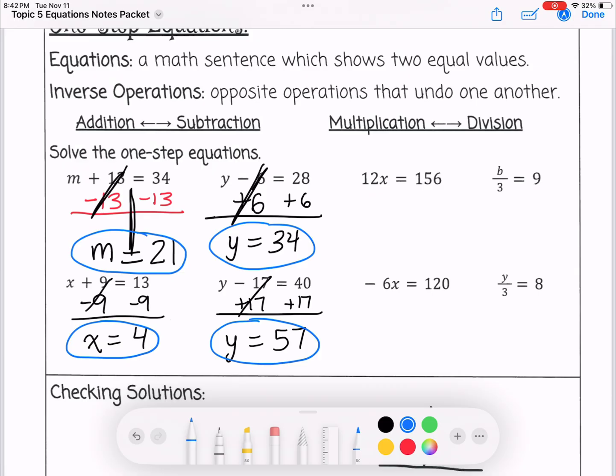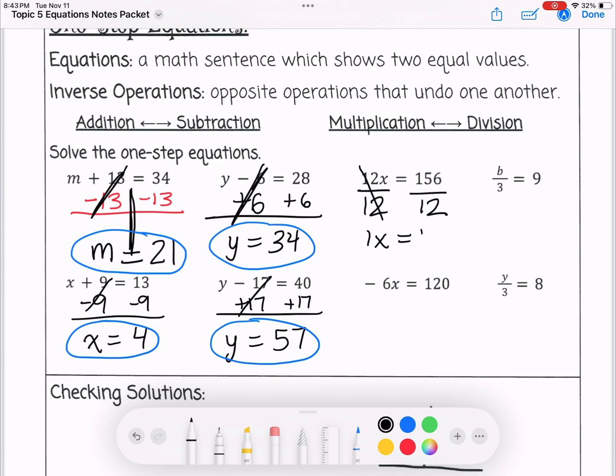All right, moving right along, we have the multiplication and division problem. So 12x, when the 12 is right next to the variable x, that means it's being multiplied. And when I solve it, I need to do the inverse. So I need to divide both sides by 12. I'm going to go ahead and write that down. Divide by 12, divide by 12.